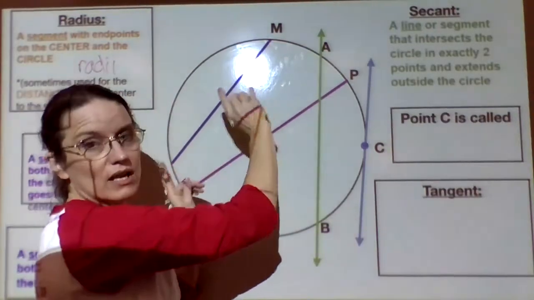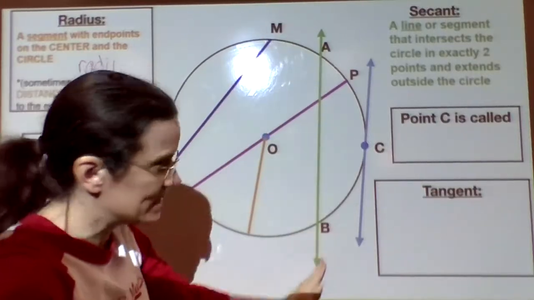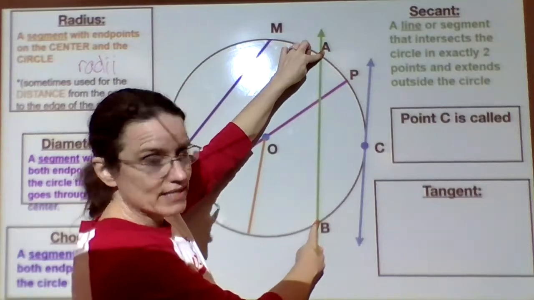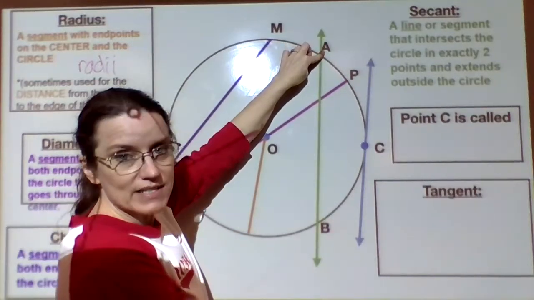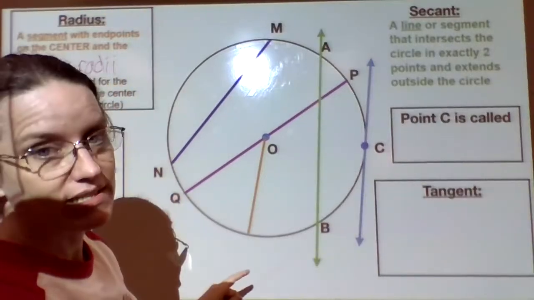So a chord stays completely inside the circle. A secant can go outside the circle. So it still touches it in two places, but then at least one part of it is going to extend out beyond your circle. So secants think they're special.